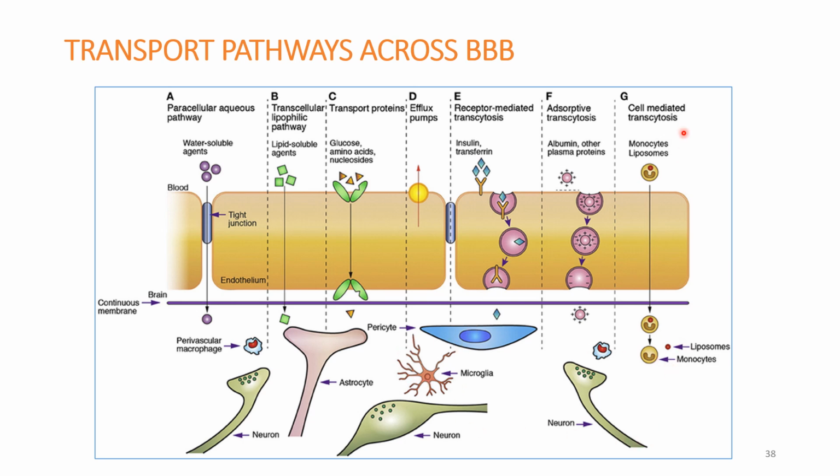So here what you can see, monocytes and liposomes together they are coming. So here they are separated, liposomes and monocytes. In the brain tissue you have pericytes, microglia, astrocytes, neurons. So these are the 7 transport pathways across the blood-brain barrier.